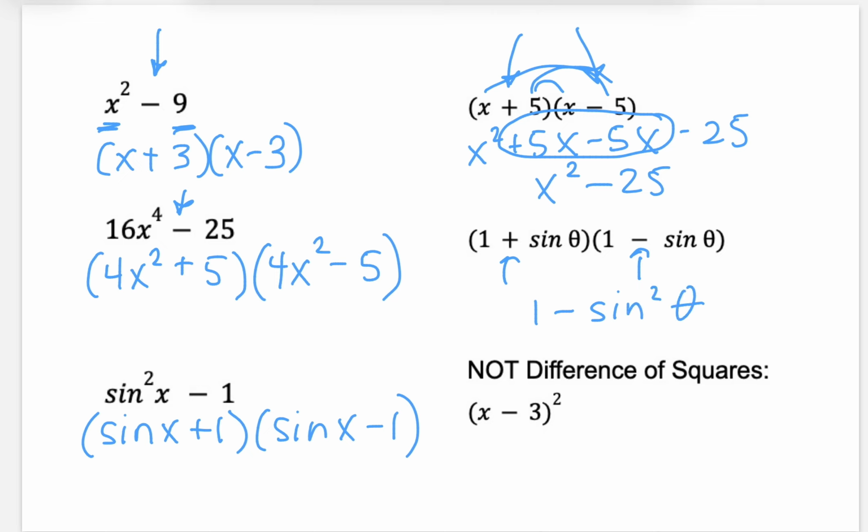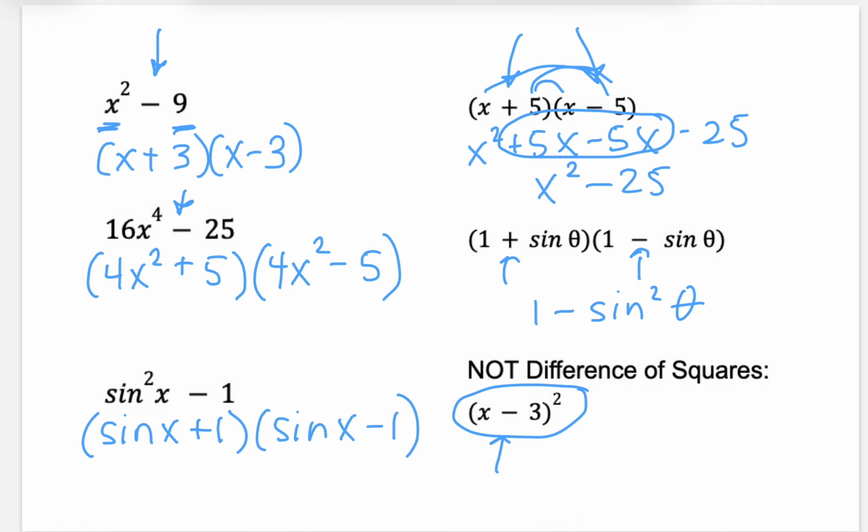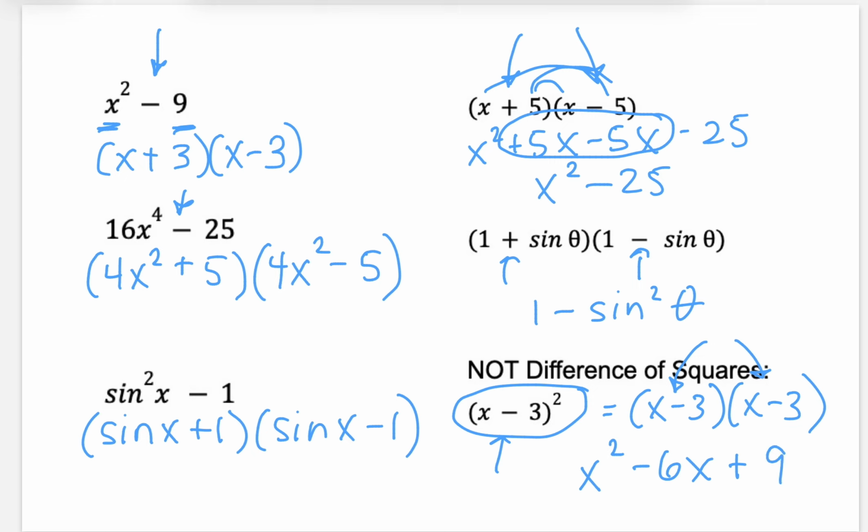Now, it's important to not get confused when it's not a difference of squares. So even though this one has a minus, x minus 3 squared is equivalent to x minus 3 times x minus 3. And so if we have that, you'll notice it is not opposite signs. And so if we were to multiply that out, we get x squared minus 3x, so that would be minus 6x plus 9. So that is not a difference of squares. That is a binomial squared, and so it's important to know the difference between those two.